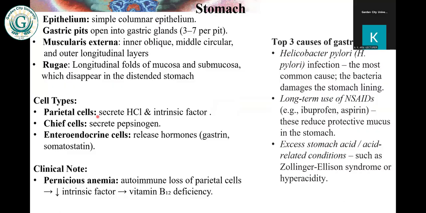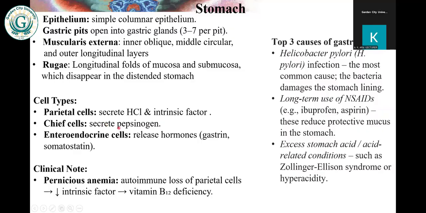We also looked at the cells, the parietal cells that secrete HCl and intrinsic factor. We explained the importance of this intrinsic factor combining with vitamin B12. So vitamin B12 is absorbed in the small intestine, specifically the ileum. So when there is autoimmune destruction of the parietal cells, that means no intrinsic factor is produced. So there's going to be vitamin B12 deficiency, and the person will have pernicious anemia.